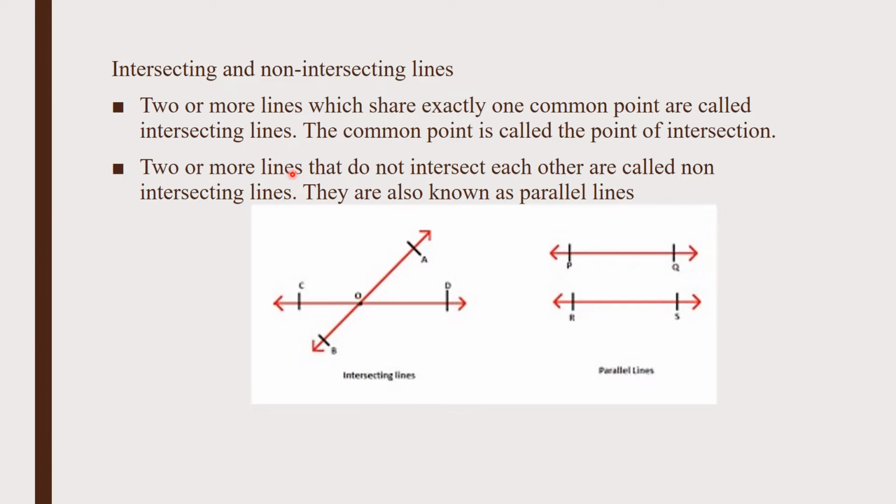Two or more lines that do not intersect each other are called non-intersecting lines. They are also known as parallel lines. In the next one, we can see line PQ and line RS are not intersecting each other, and they are called parallel lines.